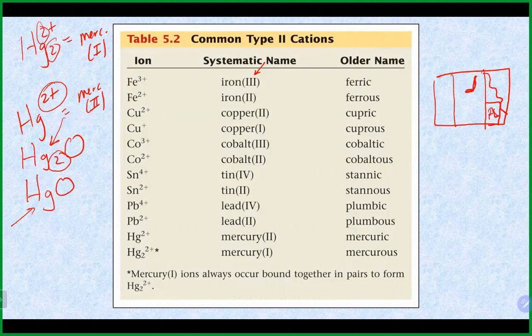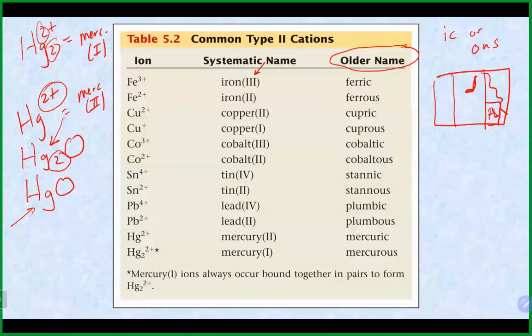There is an older way of naming type 2 metals, which we're not going to really use in this class. In most chemistry classes you really don't use it, but it does come up occasionally. The older way of naming doesn't use Roman numerals, but uses the root of the name or the origin of the name, and one of two endings, either IC or OUS. The one that ends in IC has the larger positive charge, and the one that ends in OUS has the lower positive charge.